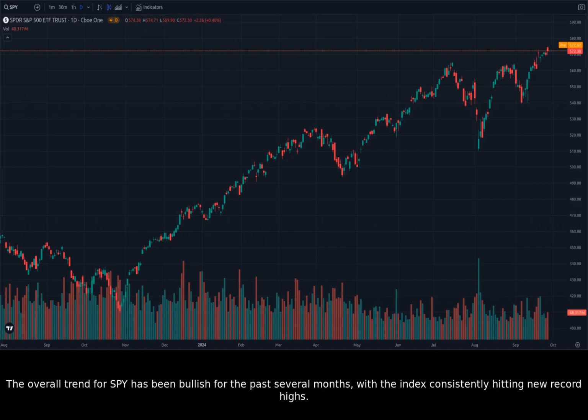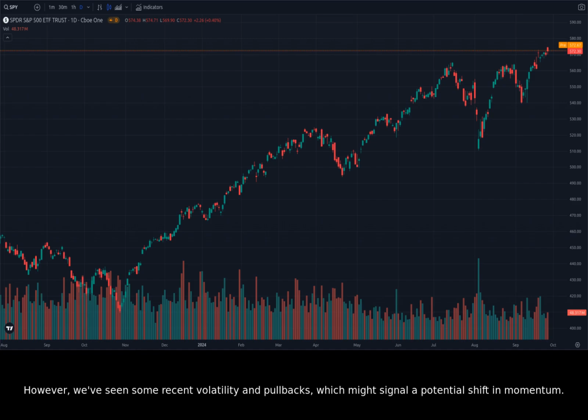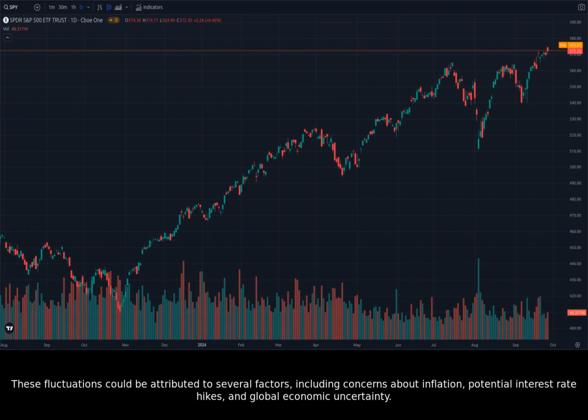The overall trend for SPY has been bullish for the past several months, with the index consistently hitting new record highs. However, we've seen some recent volatility and pullbacks, which might signal a potential shift in momentum. These fluctuations could be attributed to several factors, including concerns about inflation, potential interest rate hikes, and global economic uncertainty.